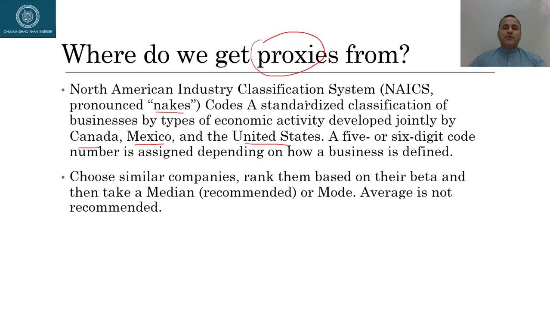So for example, if you are evaluating a project in Canada or the United States, you can easily find that classification code, and with a single press of a button, lots of companies appear on your screen as comparable companies. These are the companies operating under this code, which means similar companies. It's a 5 or 6 digit code.